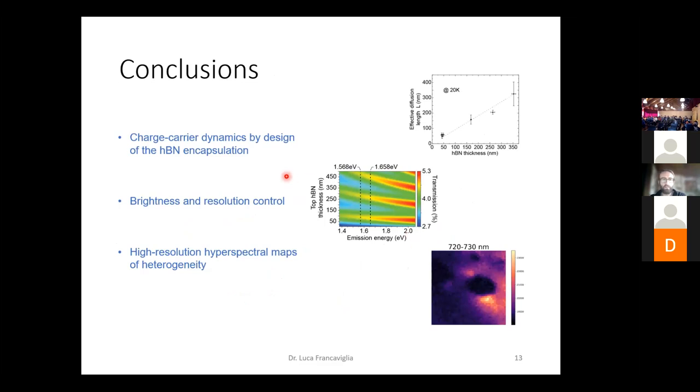I just conclude here. I've shown you that we can quantify in a quite convenient way some aspects of charge carrier dynamics in hBN using cathodoluminescence. I've shown you that we have a certain control on important aspects to do mapping, like brightness and resolution. And eventually I tried to corroborate our approach with actual hyperspectral maps where we can distinguish different forms of heterogeneity with a very good spatial resolution, definitely beyond the diffraction limit of far field optics.